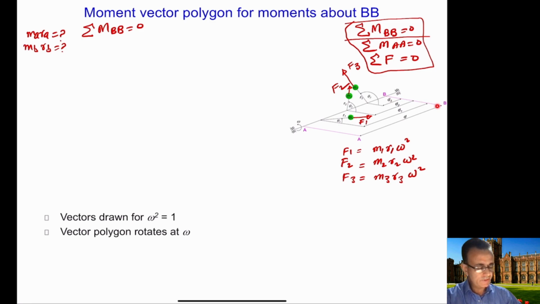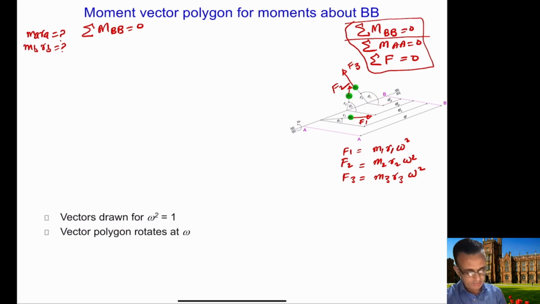And what we can do here is take the moments of all these forces. The moment of F1 will be equal to the force multiplied by this distance here, which is d1. Similarly, for F2, the distance is d2 from B, and similarly for F3, the distance is d3.